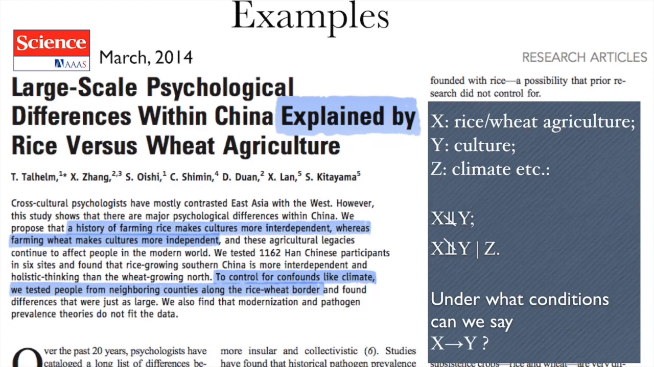Here you can see a motivating example. Over here, we want to find the causal relation between different things, between wheat, rice, agriculture, and culture, psychological differences within people. So clearly, in this example, you can see we cannot really do intervention. We have to find a way to analyze the data, right? By analyzing the statistical information of the data, we want to draw some conclusion about the underlying causal relations. And this is known as causal discovery. So basically, you analyze observational data, and you want to find the underlying causal structure or the underlying causal model.